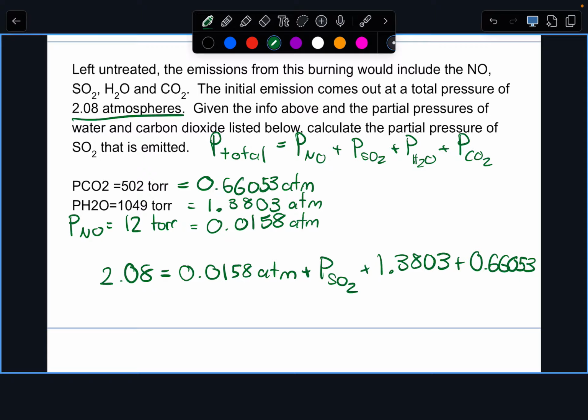Okay, so I'm going to go ahead and subtract those off. You guys do it too so that you make sure you know how to do math and use your calculator.